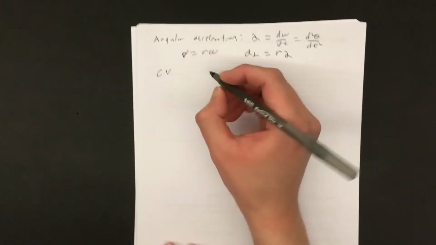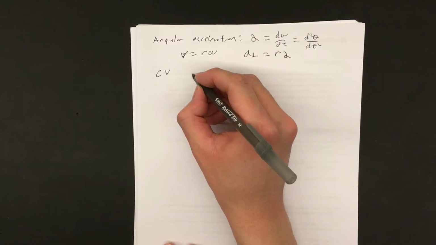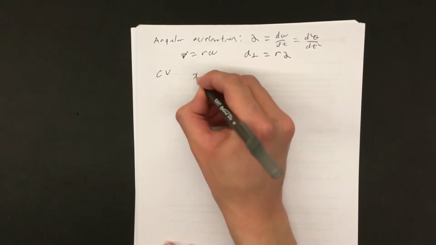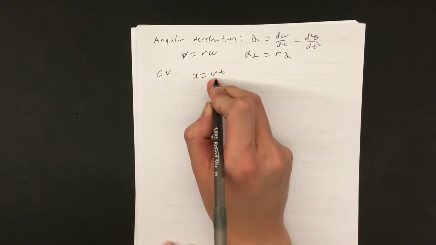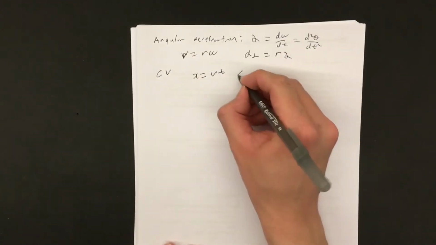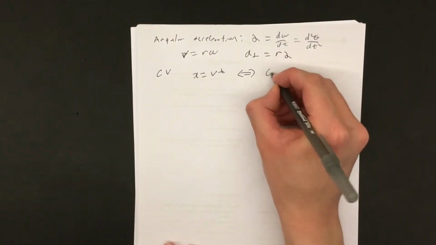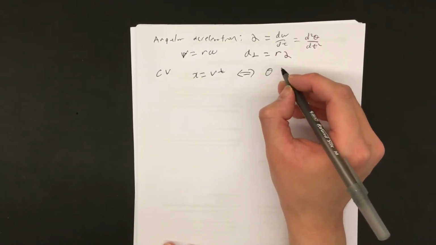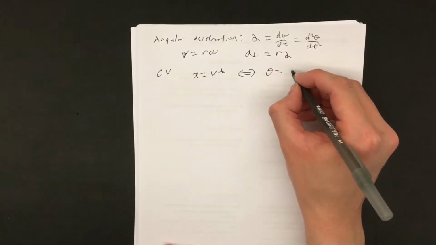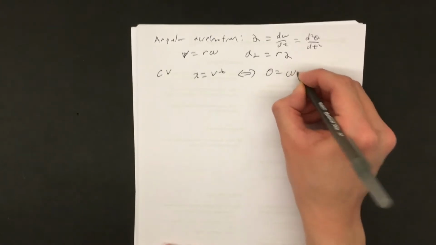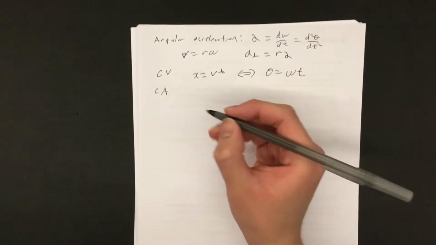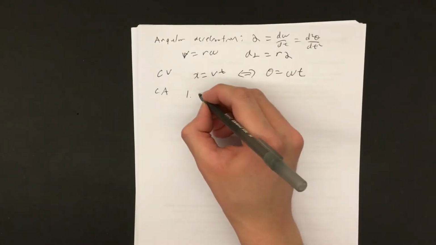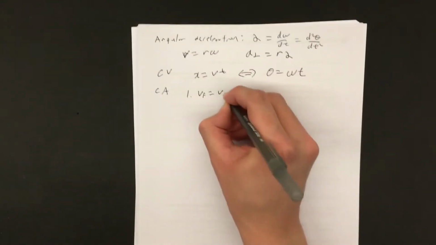Now, in terms of equations of motion, there is a similarity between linear motion, or translational motion, versus rotational. So for constant velocity, in normal kinematics, it was x equals vt, where x is displacement, v is velocity, and t is time. Similarly, in rotational motion, if velocity is constant, then theta, which is the angular displacement, equals omega times t.